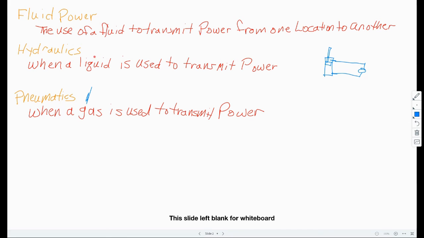Whereas the liquid, being a little bit thicker and a little bit denser, doesn't flow in as quickly. It has more friction and resistance on it flowing into my cylinder. So those are the main advantages and disadvantages for fluid power.